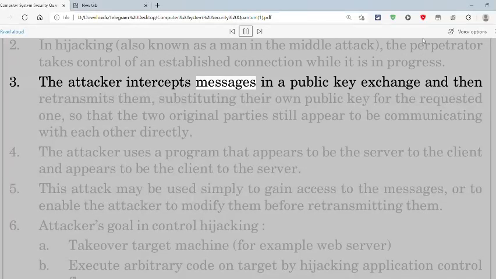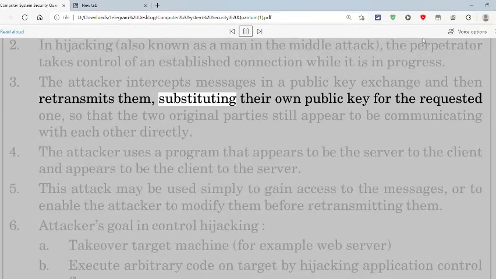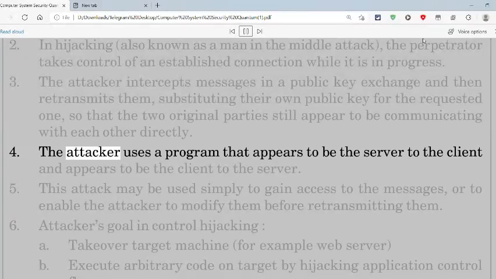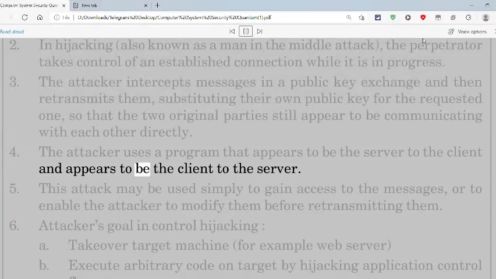The attacker intercepts messages in a public key exchange, and then retransmits them, substituting their own public key for the requested one, so that the two original parties still appear to be communicating with each other directly. 4. The attacker uses a program that appears to be the server to the client, and appears to be the client to the server.